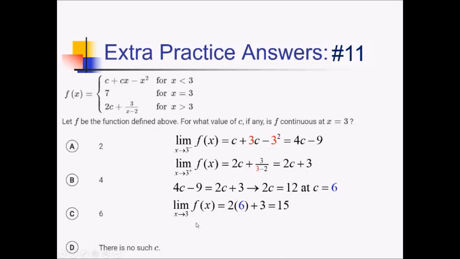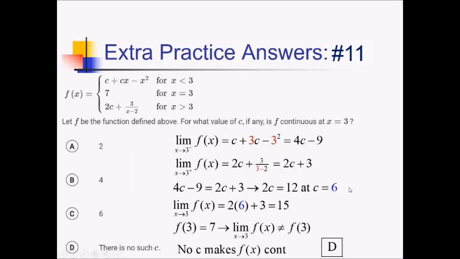Okay, so what's the function value then? Well, f of 3 uses the middle rule when x is exactly 3. That is a value of 7. Now here's the problem. 7 and 15 are not the same thing. The limit at 3 and the function value at 3 do not equal each other. Therefore, this function is not continuous for the c value we found. And since this was the only c value that would even make the limit exist, there is no c value that's going to make this function continuous. So that ends up being choice D.